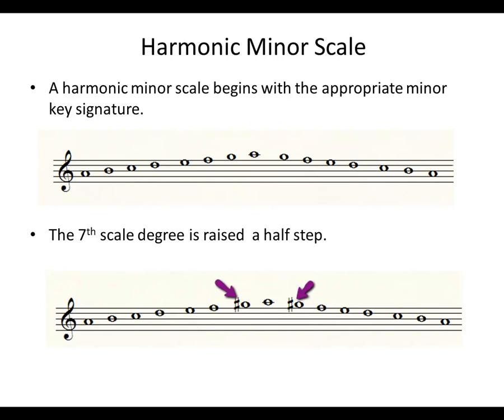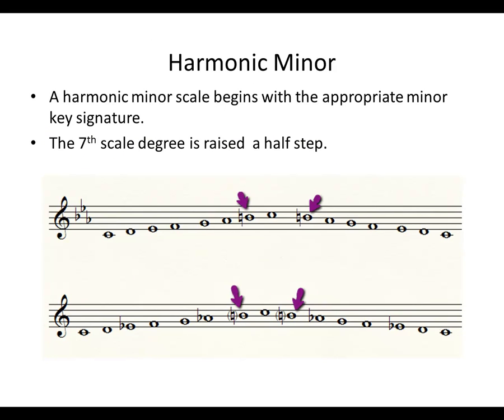It's a very large interval and has a very distinctive sound. Other harmonic minor scales. Let's return to our C minor scale. Here's our key signature for C minor. When you are raising the 7th degree, don't forget to use the key signature. In this case, the 7th degree is B flat of natural minor, so we've raised this a half step to B natural.